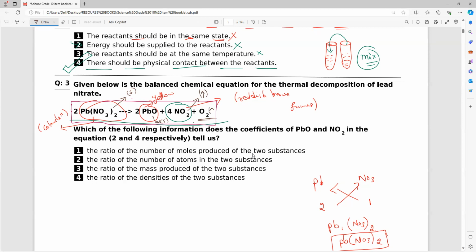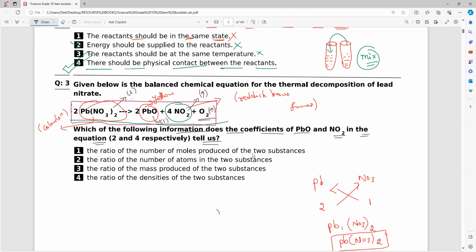Oxygen also, everybody, gas. So which of the following information does the coefficient of lead oxide and NO2 in the equation, 2 or 4 respectively, tell us? What actually are they, 2 and 4? Anybody? That name will come in chapter 9th class. Anybody tell?